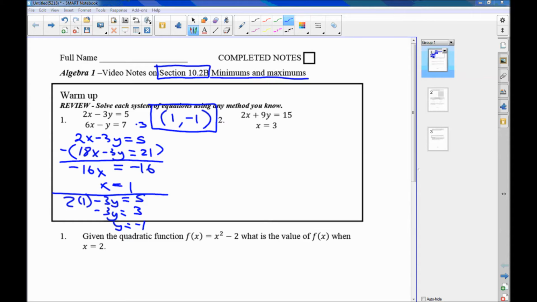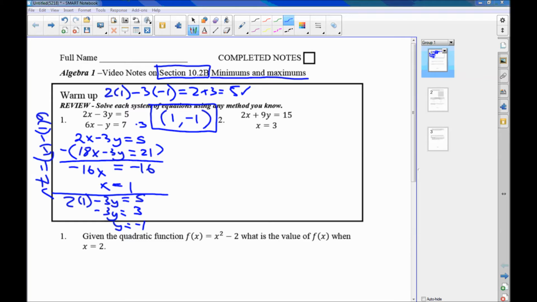Okay, remember, you can do a check by plugging this back in for x and y in both of these and making sure that they make true statements. All right, so let's do that really fast. So 2 times 1 minus 3 times negative 1 will turn into 2 plus 3, which does equal 5 on the other side. And for our other one, let's see, 6 times 1 minus negative 1. So 6 minus negative 1 is 7, and that's the answer for the other side too, so it does work.